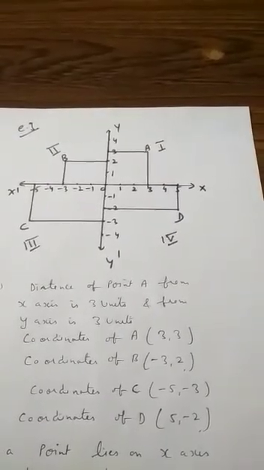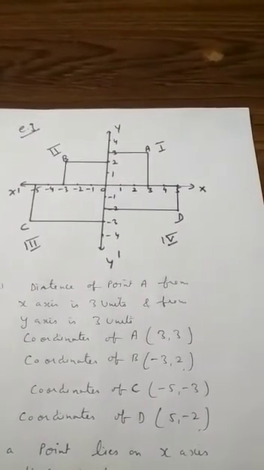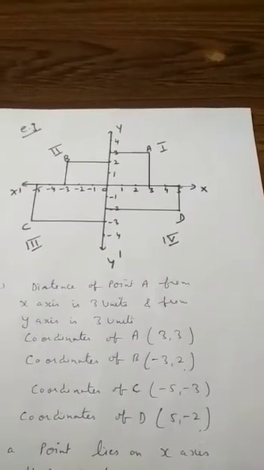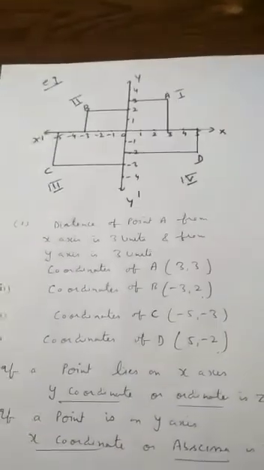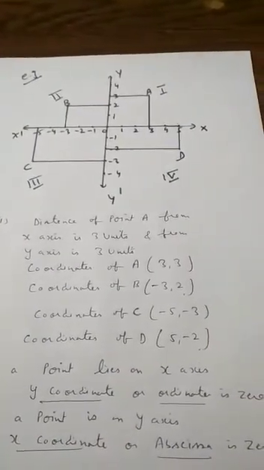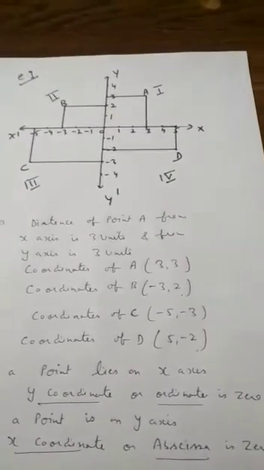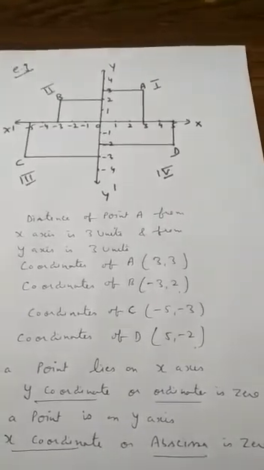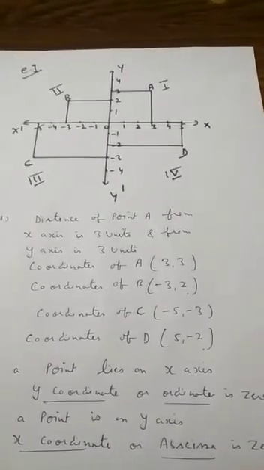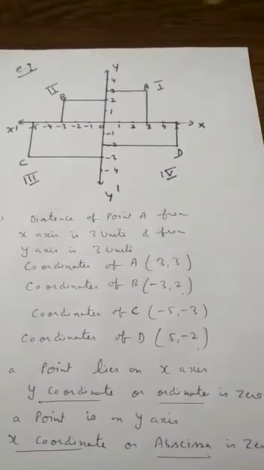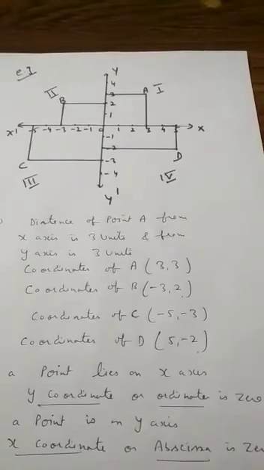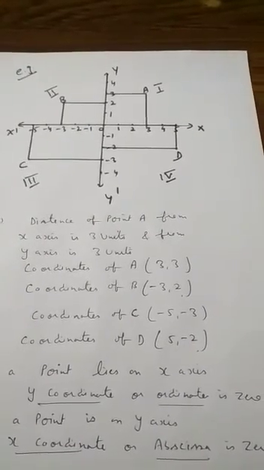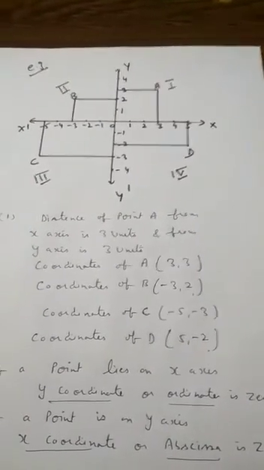And if a point lies on the x-axis, the ordinate will be 0. If a point lies on the y-axis, the x-coordinate or abscissa is 0. Listen again. If a point lies on the x-axis, the y-coordinate or ordinate is 0. If a point is on the y-axis, the x-coordinate or abscissa is 0.